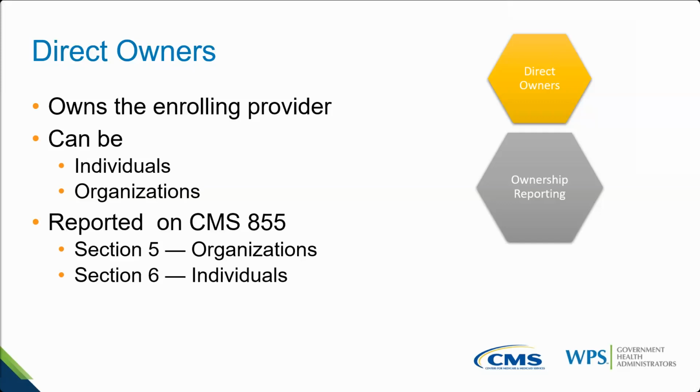If you have to report multiple, you would need to complete the section multiple times. And again, we'll talk about those sections. But whether you're talking about the 855A or the 855B, we are talking about Section 6 for any individual human owners, or Section 5 for any entities that have ownership in the enrolling provider.